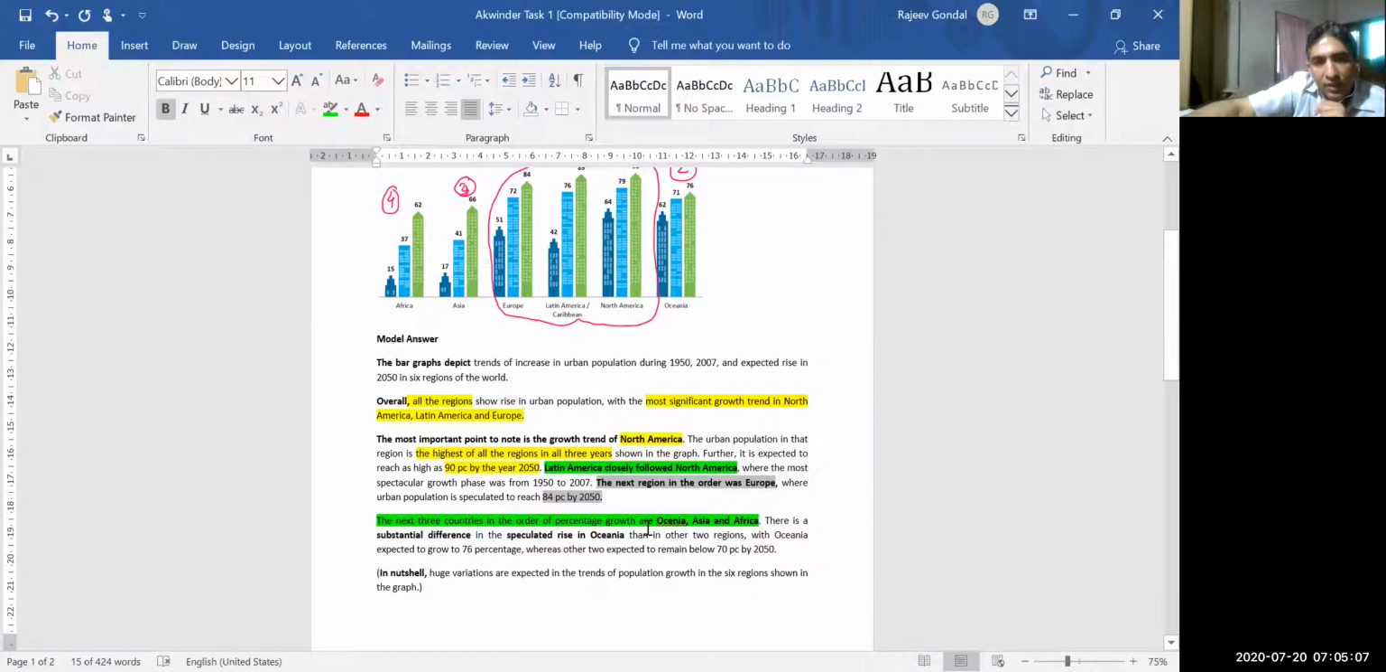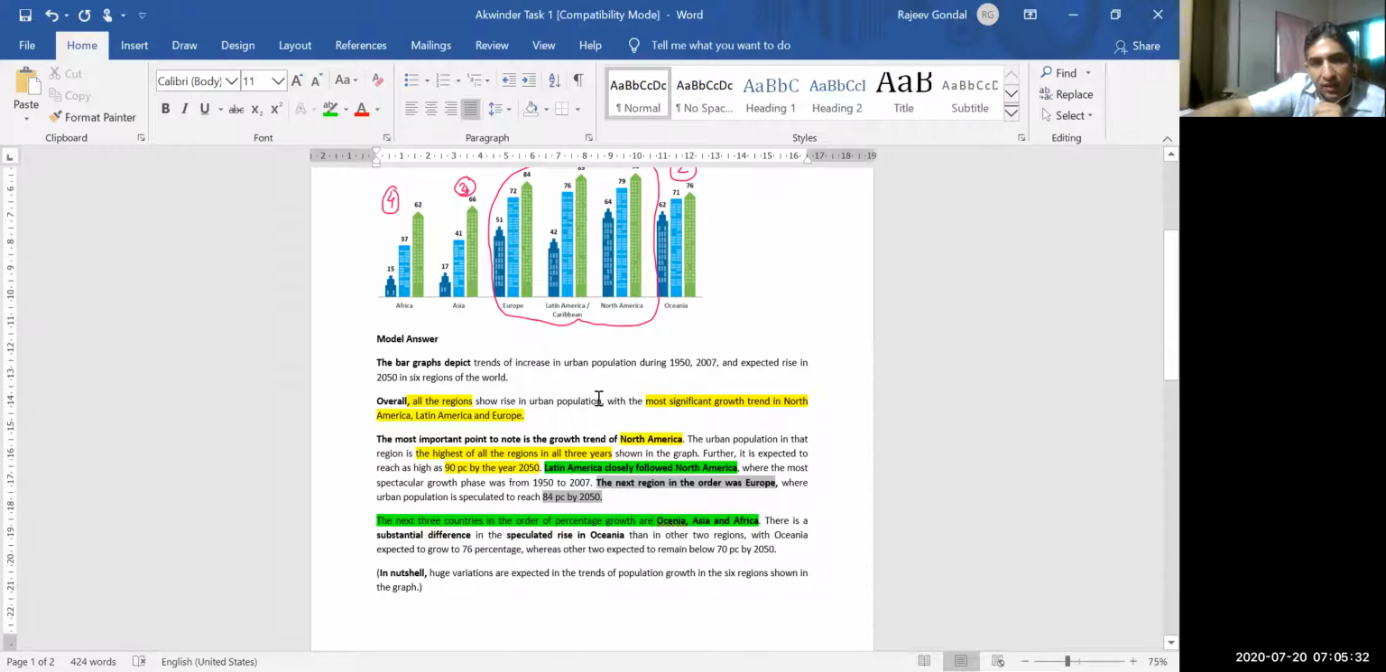Now again, in order to maintain consistency of tense, you can say were also, but then the graph is presented here, so are is also fine. So I would say are or were both are correct here. However, since it talks about future also, I would rather stick to are, which also considers the future trends. There is a substantial difference in the speculated rise in Oceania.